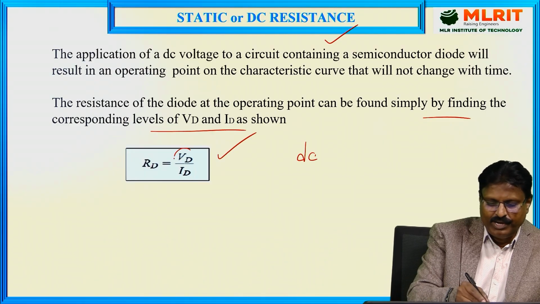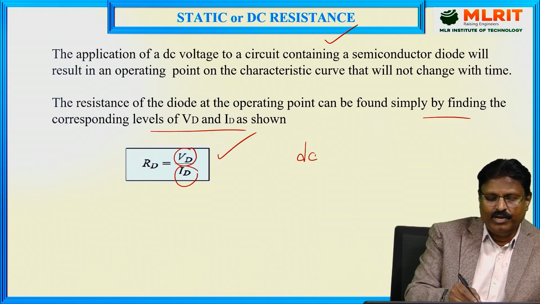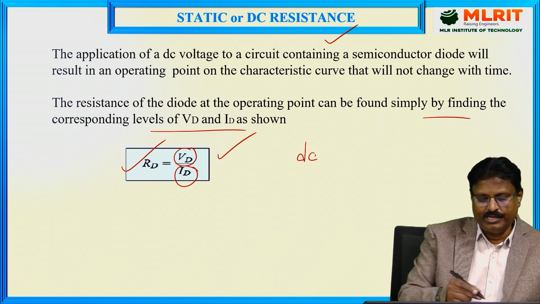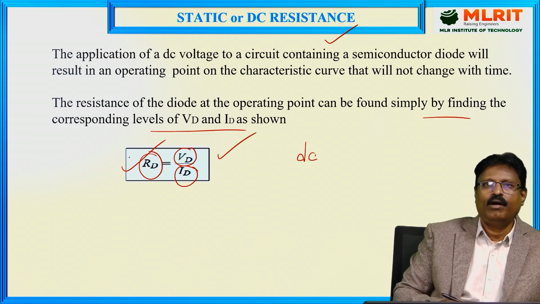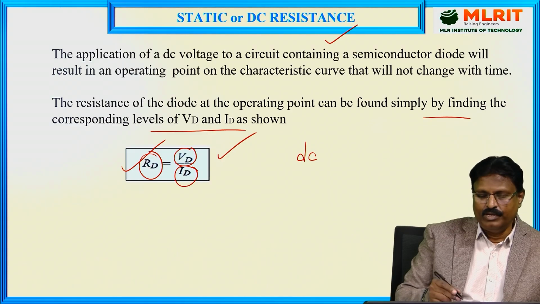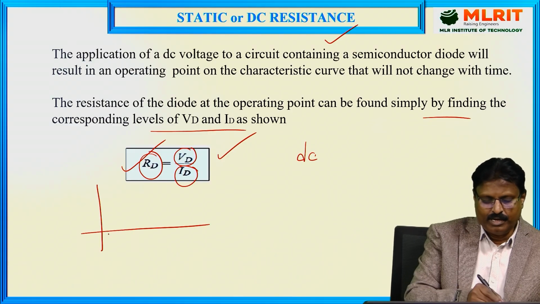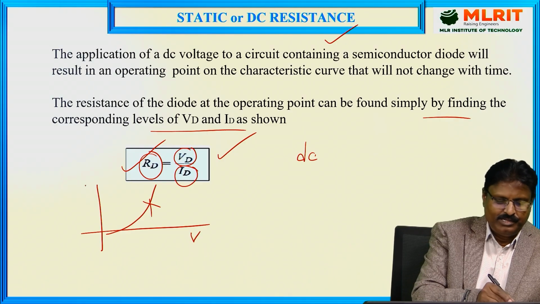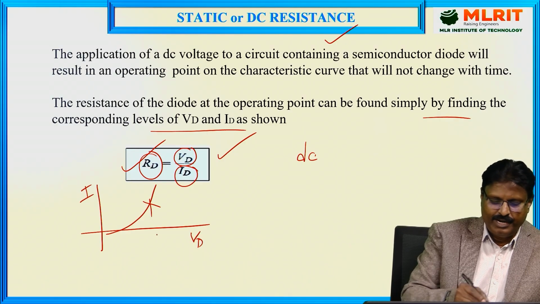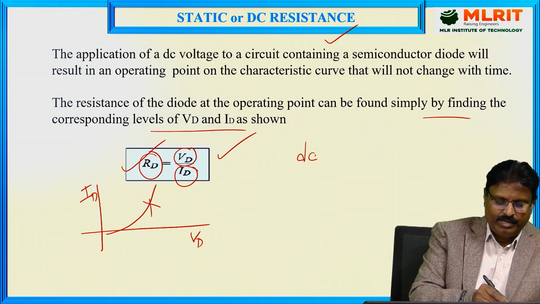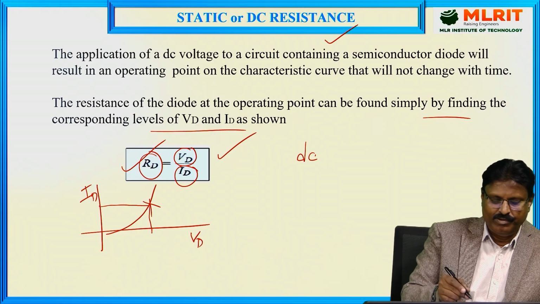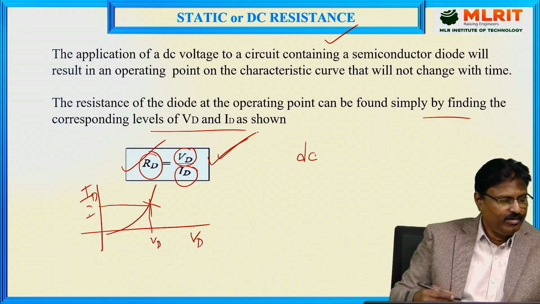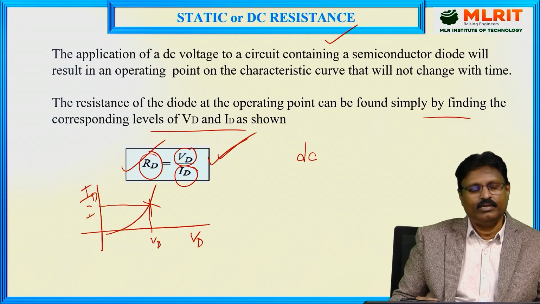You measure the value of VD and the value of ID, and you get the DC resistance or static resistance, which is represented by RD. RD is equal to VD by ID. So you need to take the curve here and select one point. This is V and this is I, this is VD and this is ID. So the corresponding coordinates we need to take. VD by ID gives the value of RD, which is the static or DC resistance.